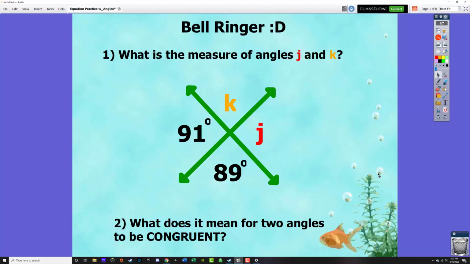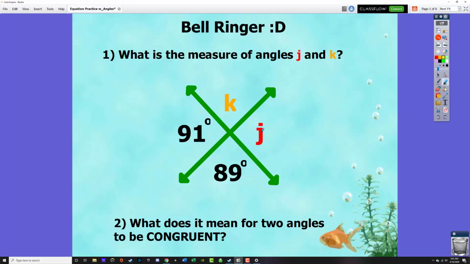Okay, so let's start with a quick warm-up. What is the measure of angles J and K? If you have not checked out the video on vertical angles, I would strongly suggest that you give that a watch before you move on to this one. So what is the measure of angle J and angle K?